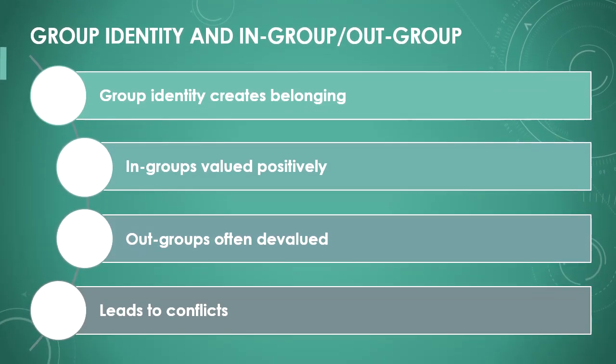People often form groups with which they identify, which is called group identity. These groups are divided into in-groups, one's own group, and out-groups, other groups. We tend to see members of our own group more positively and devalue other groups. This can lead to conflicts and misunderstandings between different groups.